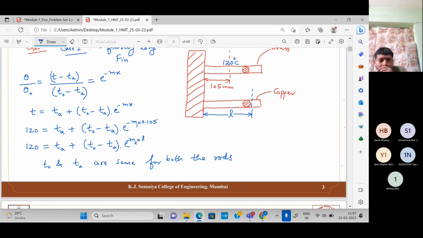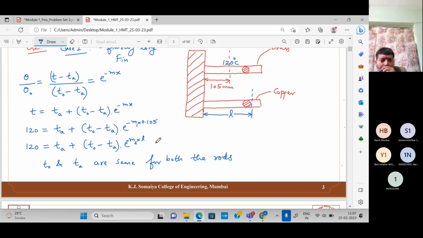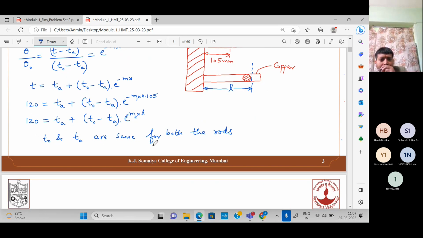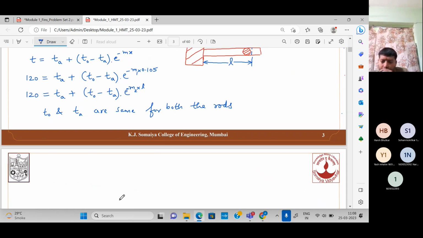Okay, so we will compare this. You can see this is 120, and this is the equation for the brass rod, this is the equation for the copper rod. Now this is 120, this is also 120, so we can equate this, and we know T naught and Ta are the same for both the rods, so we can say e to the power minus m1 into 0.105 is equal to e to the power minus m2 into L.